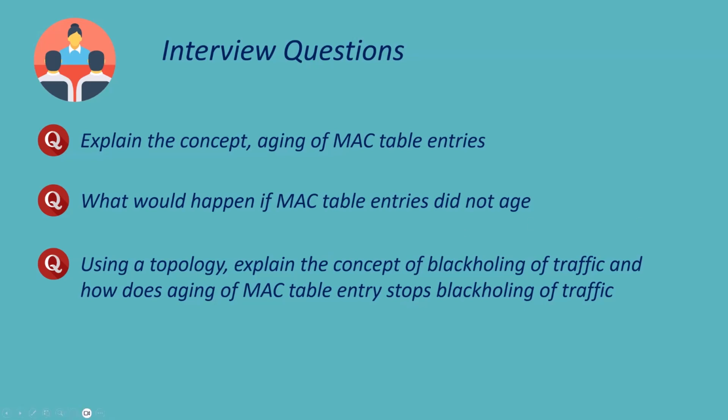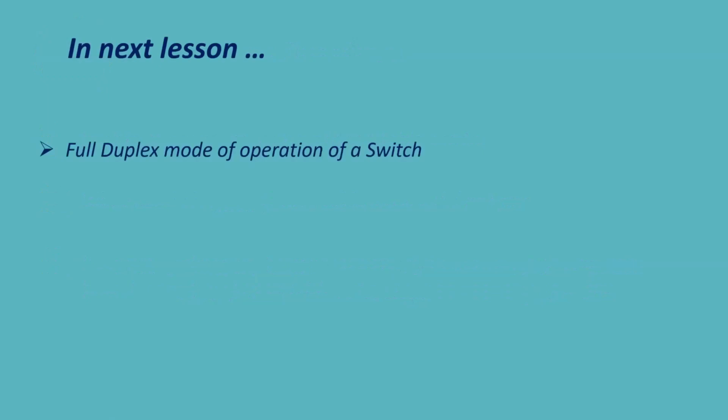Okay. We are coming close to the end of the topic of layer 2 fundamentals for switch. So in the next lesson, I will cover the concept of full duplex mode of operation of a switch. Remember, when we were discussing how a hub operates in half duplex mode, half duplex mode is when only one side can transmit and the other can receive. Full duplex mode of operation is when both endpoints can transmit and receive simultaneously.